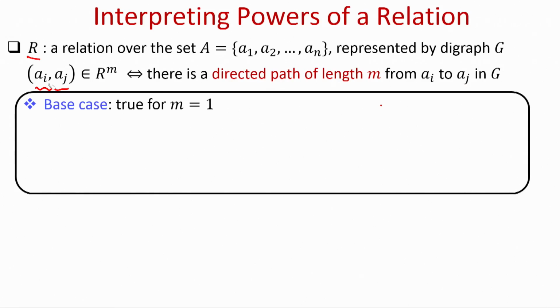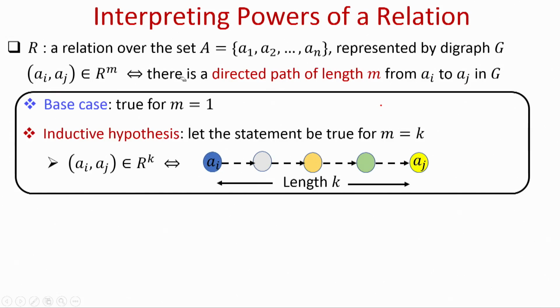Now, assume that my inductive hypothesis is true. That means I assume that the statement is true for m equal to k. By that I mean that if ai is related to aj in the kth power of the relation, then there exists a directed path of length k starting at ai and ending at aj in the graph G.